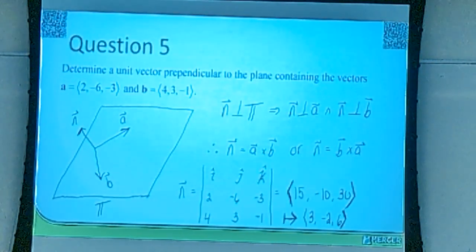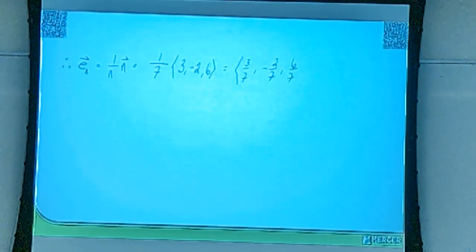Nine plus 4 is 13. What's 13 plus 36? Is that 49? What's root 49? There's our normal. There's our unit normal. Or if you flip its direction, that would also be an acceptable answer.